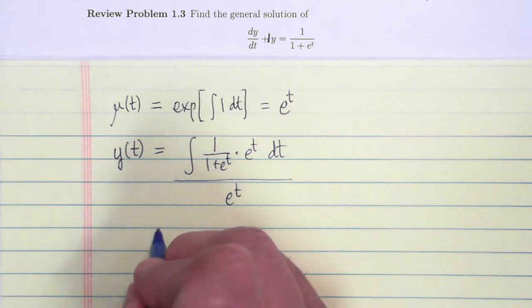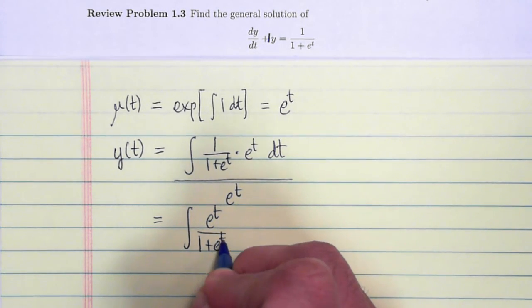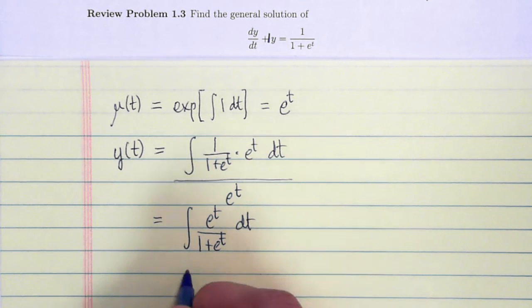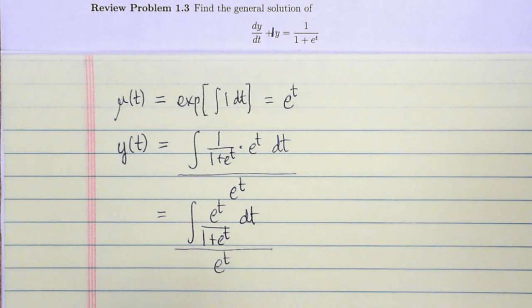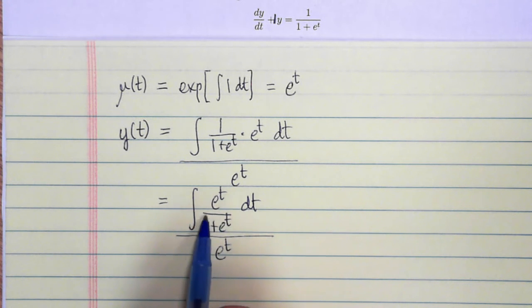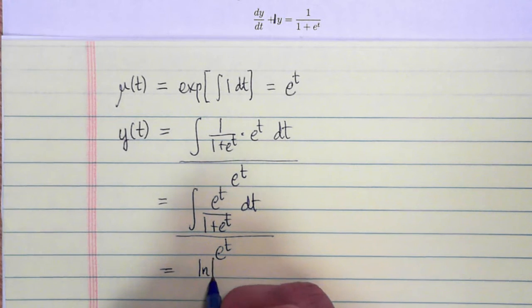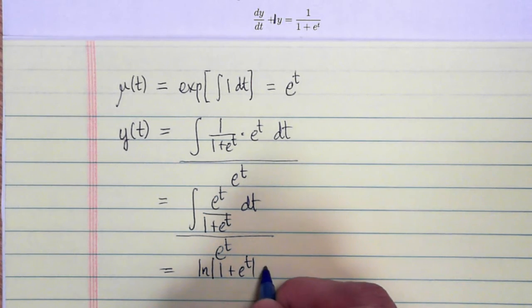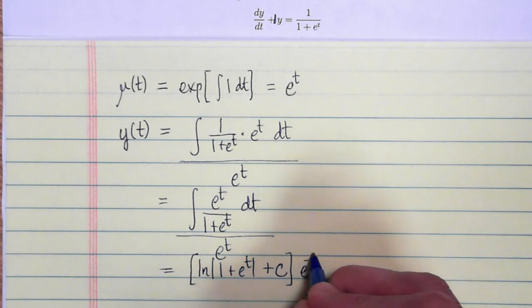Okay, so we do the integral. We get the integral of (e to the t) over (1 plus e to the t) dt, divided by e to the t. And we recognize that this integral is logarithmic, that the numerator is the derivative of the denominator. So the answer is going to be natural log of 1 plus e to the t plus c. And the whole thing gets multiplied by e to the minus t.